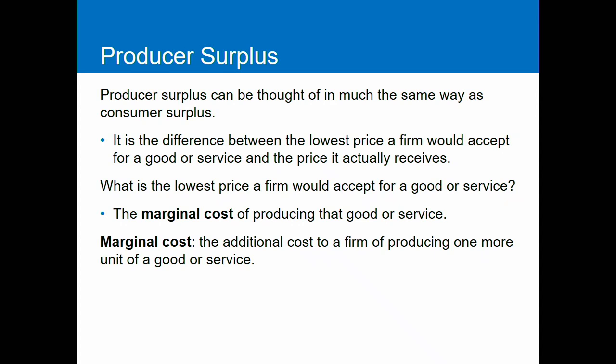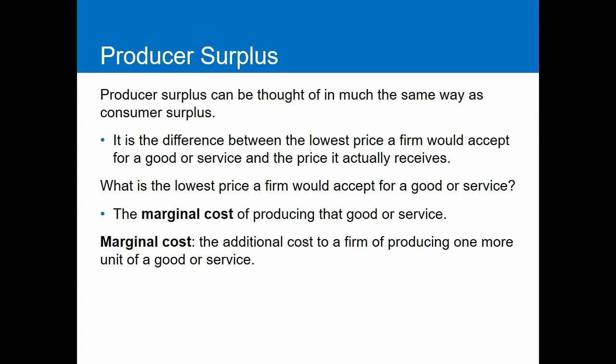So let's move on to producer surplus. And we can think of this pretty much the same way as we did consumer surplus, just on the producer side. So it's going to be the difference between the lowest price a firm is going to accept for a good or service and the price it actually receives for that good or service. The lowest price a firm is going to accept for a good or service is the marginal cost of production.